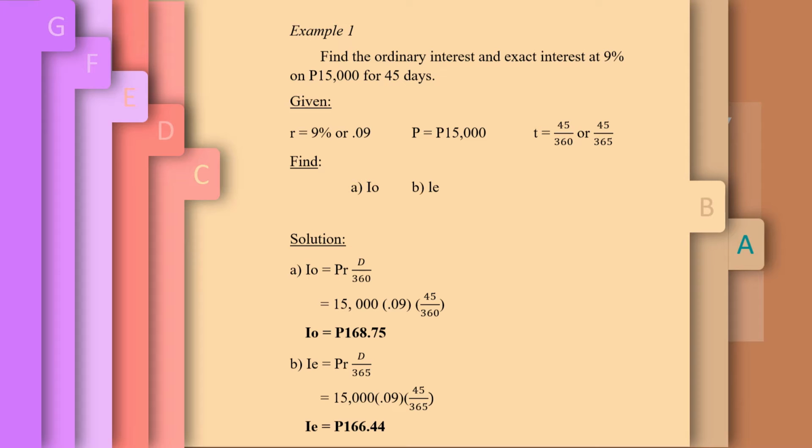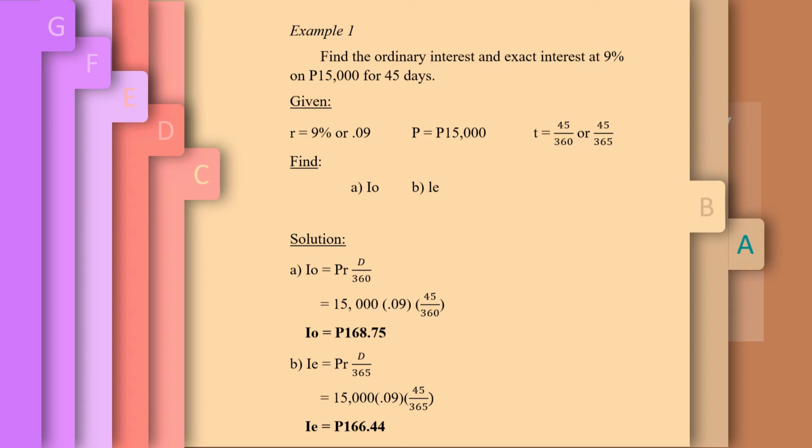So we have to convert this time into years. So in ordinary interest, the time is equal to 45 over 360 days. And in exact interest, our time is equal to 45 over 365 days. Now, we are going to solve for the IO and the IE.